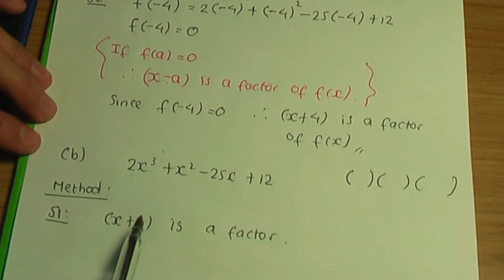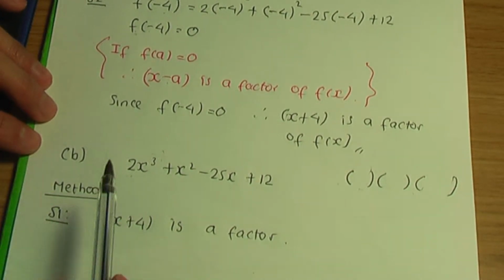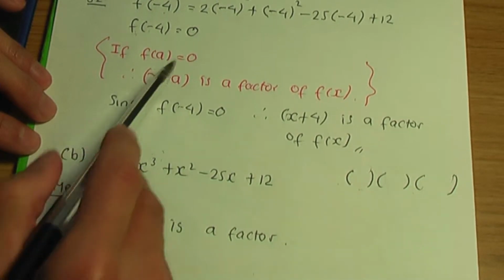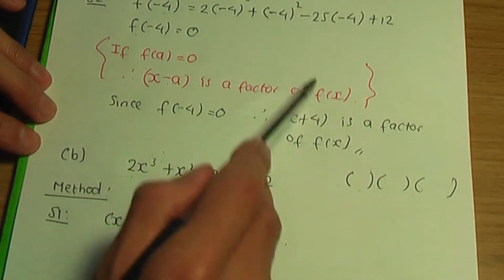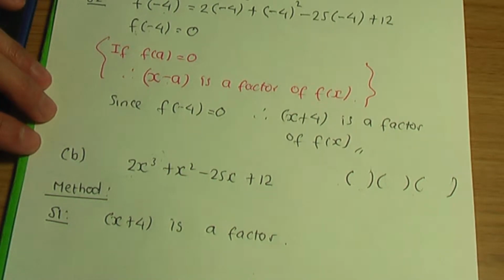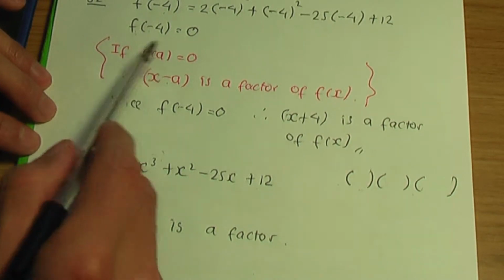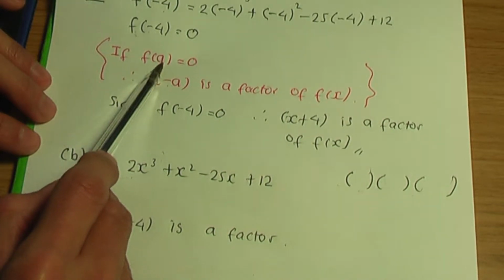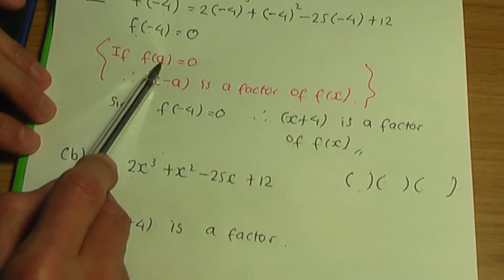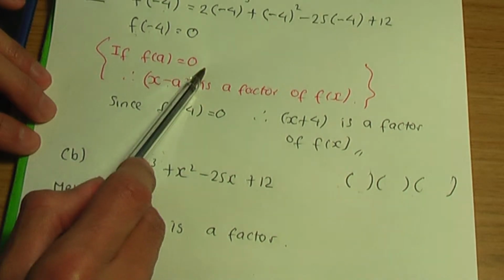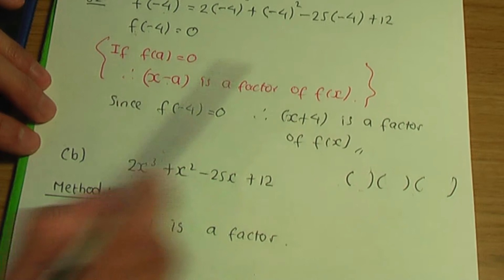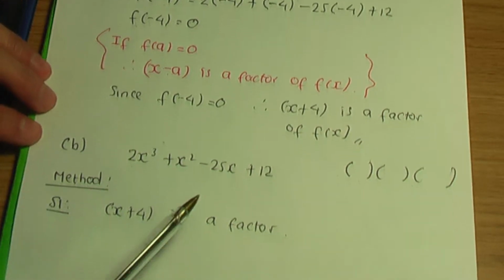Supposing in a question you don't know a factor of f of x, you need to use the factor theorem in order to get the factor of f of x. So in other words, you need to try values. So you try values, and if f of a value that you tried is equal to 0, that means that x minus the value that you tried is a factor of f of x.